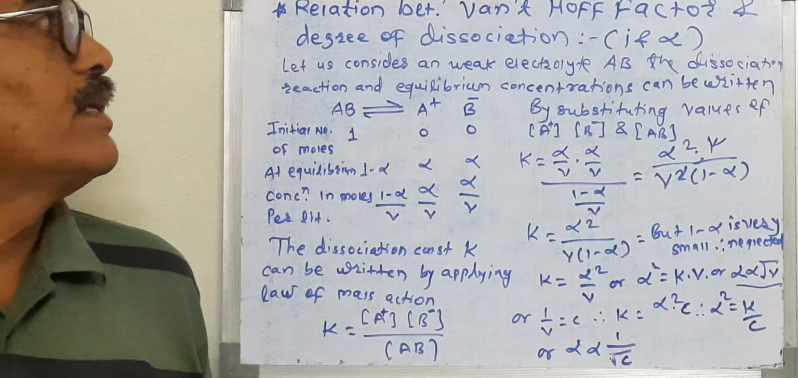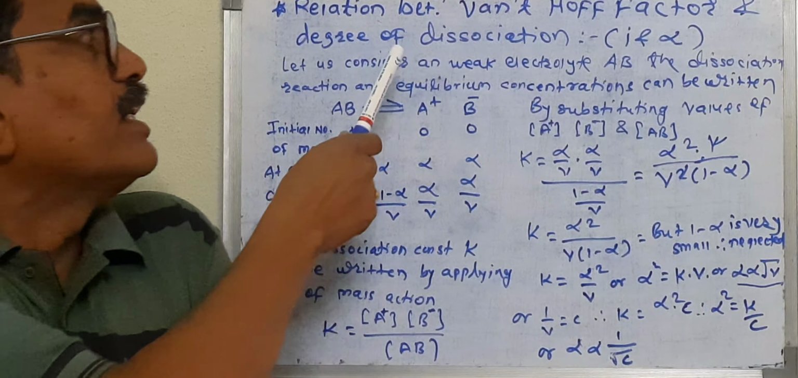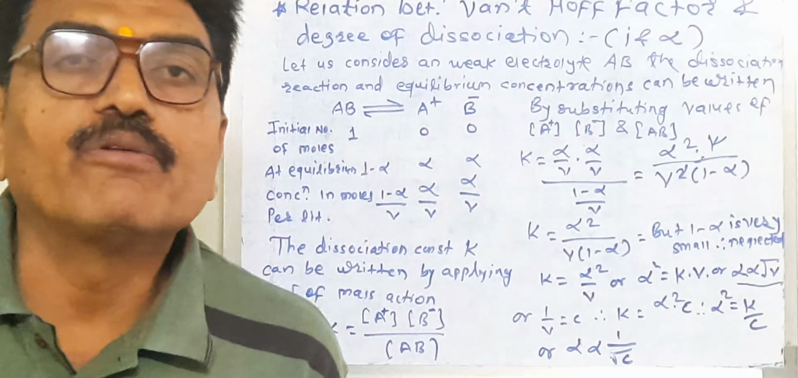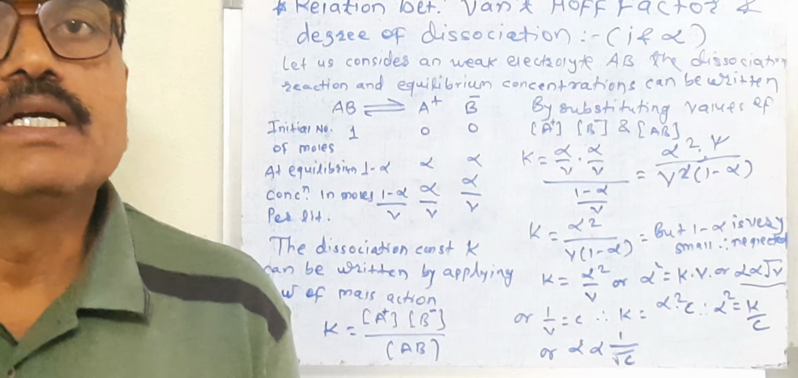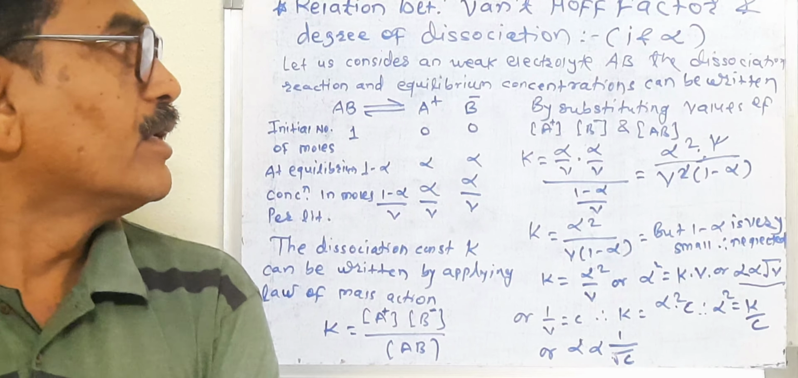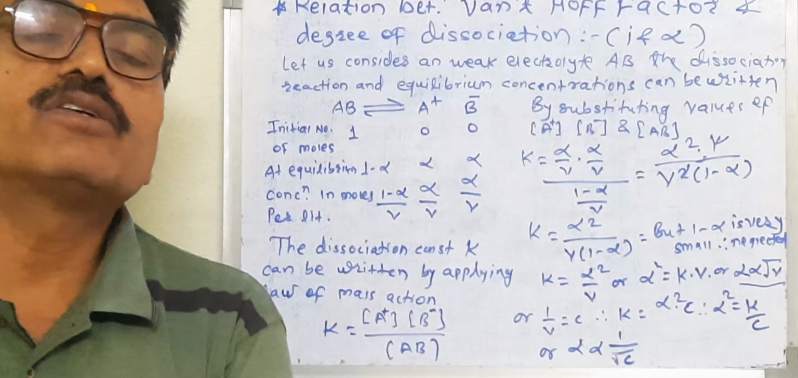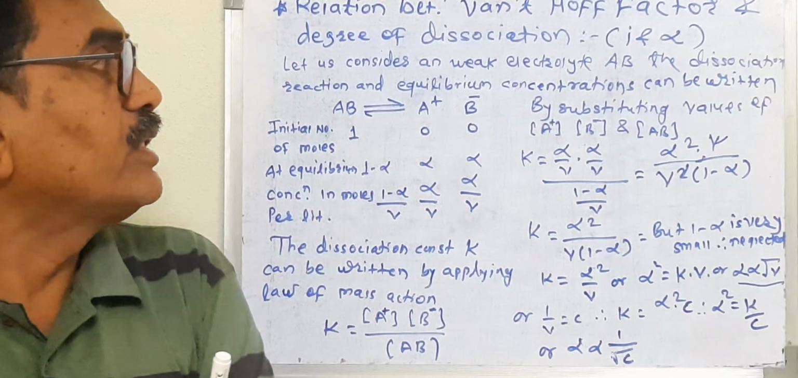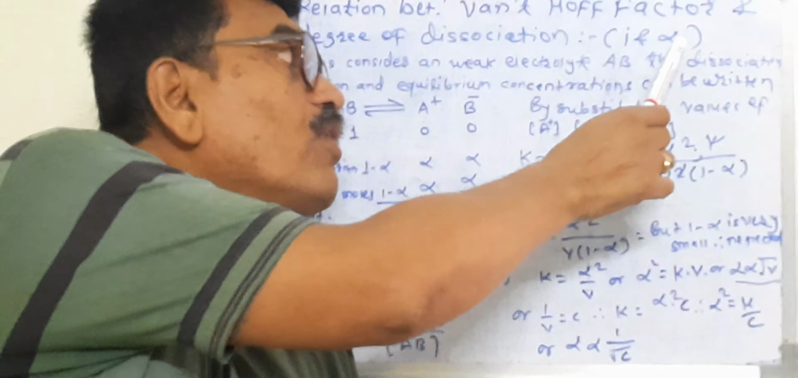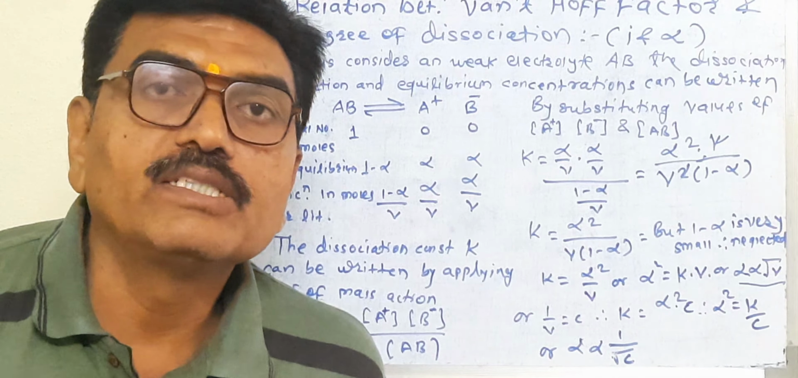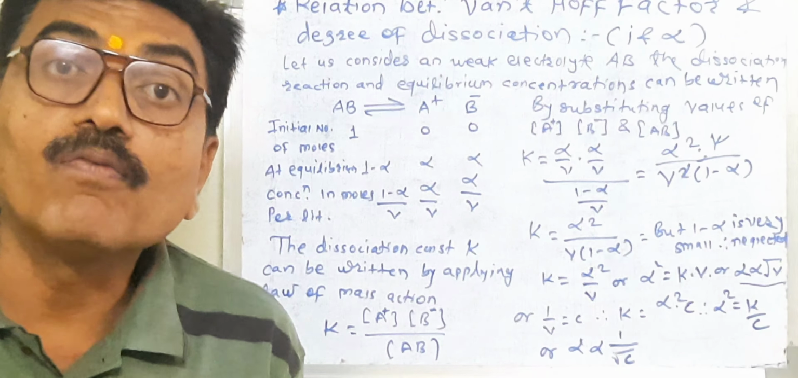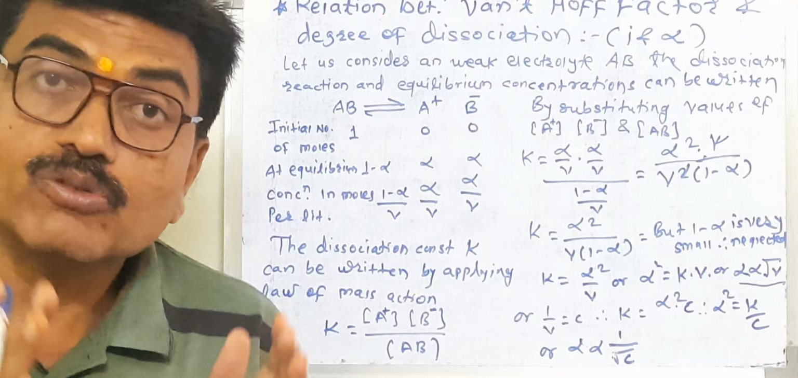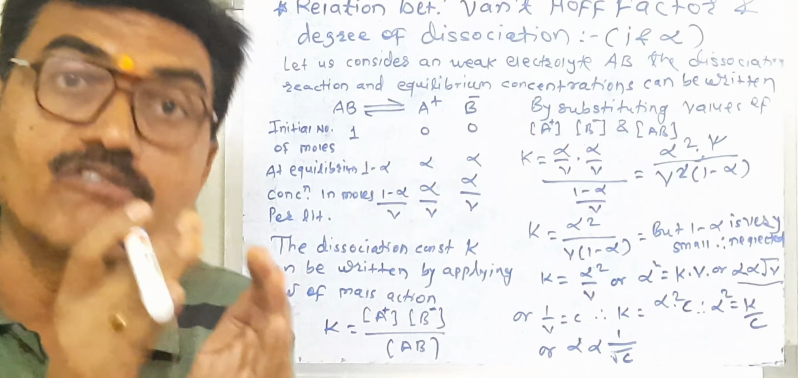Now see, before studying the relation between the Van't Hoff factor and the degree of dissociation, I will revise in brief the degree of dissociation. This is an aspect from the topic ionic equilibria. So what is this degree of dissociation? It is denoted by the symbol alpha, and it is nothing but the fraction of the number of moles of an electrolyte that dissociated or ionized at the equilibrium stage.